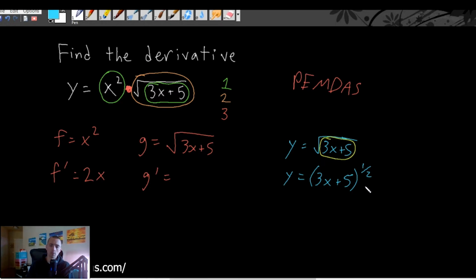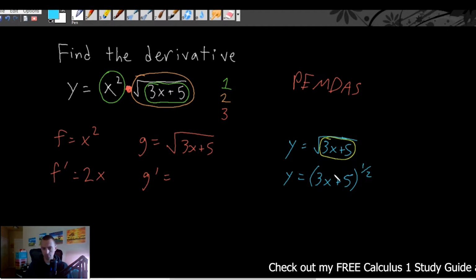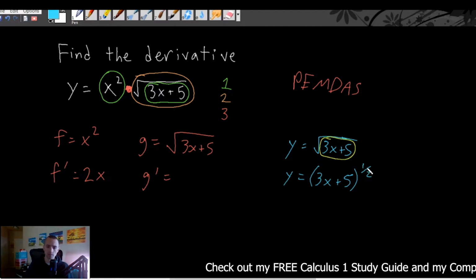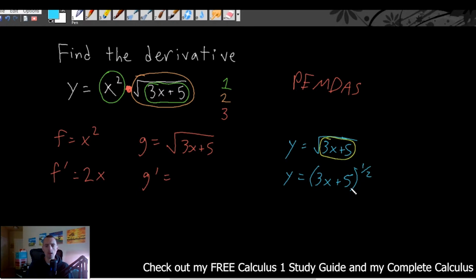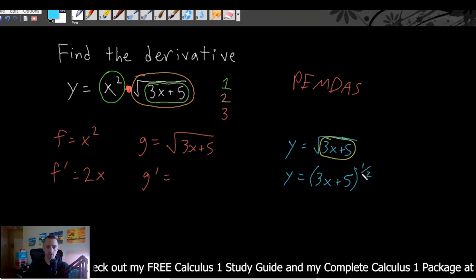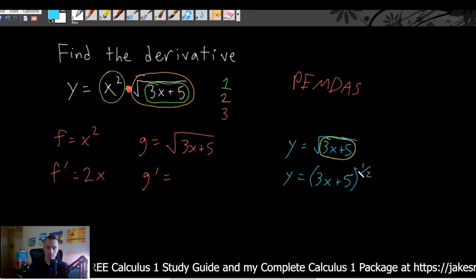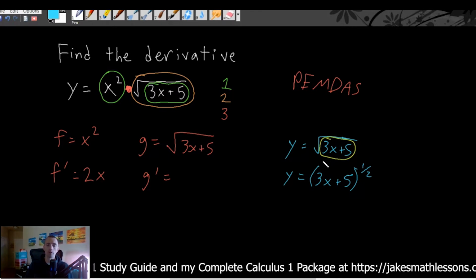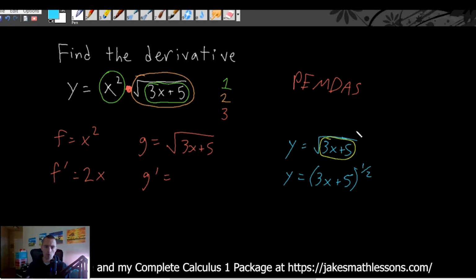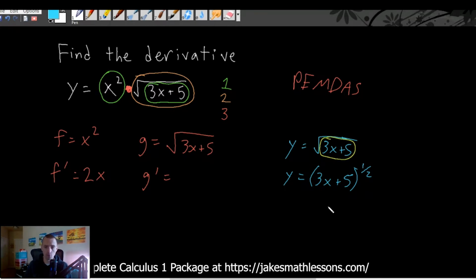Because raising something to the 1/2 power is exactly the same as taking the square root. It's just two different notations to mean the exact same thing. So these two are equivalent. 3x plus 5 to the 1/2 and the square root of 3x plus 5 are the exact same thing. But the reason why this is nice is having a 1/2 power, you can take the derivative of something raised up to the 1/2 power using the power rule, which is a little bit more convenient than thinking about a square root. The power rule is pretty straightforward, about as straightforward of a derivative trick as it's going to get.